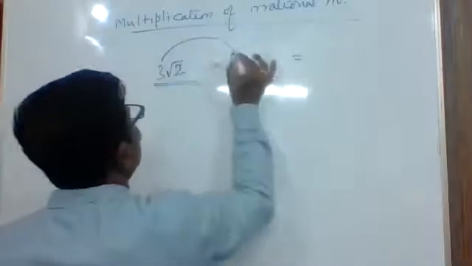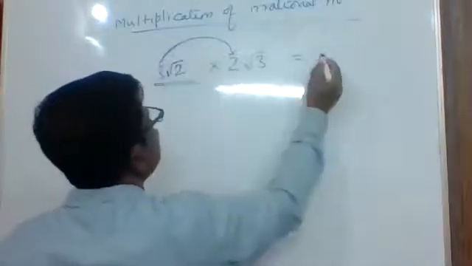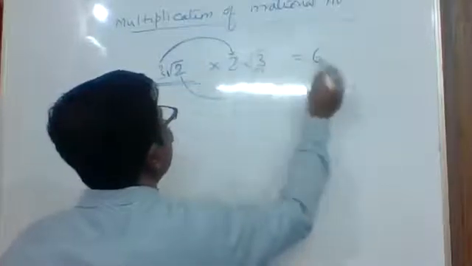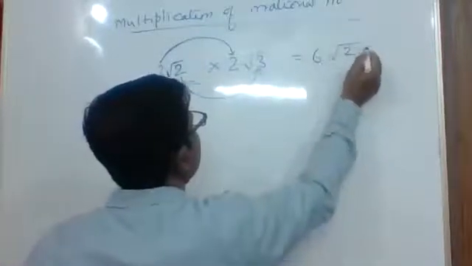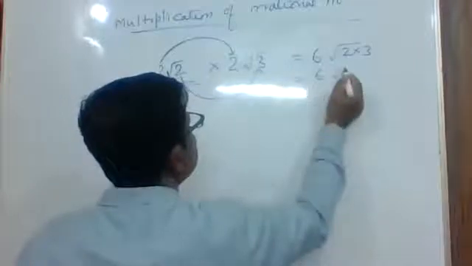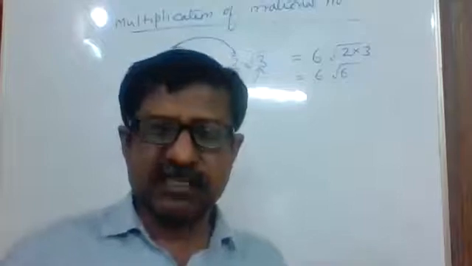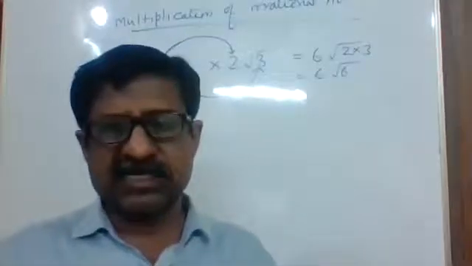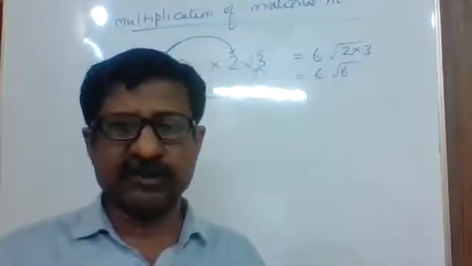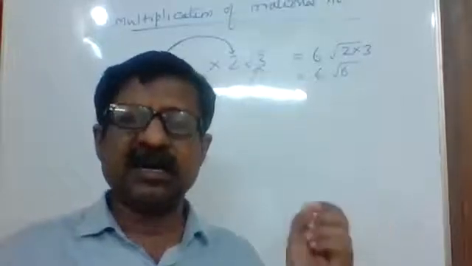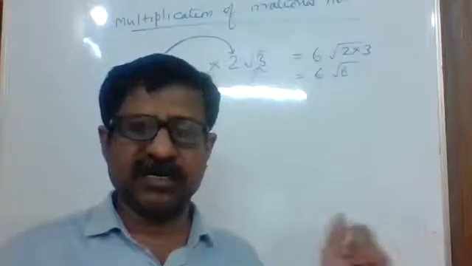3 into 2, both are rational. Therefore, we have multiplied this. 3 2s are 6. And this root 2 and root 3, both are inside the radical sign. They have to be multiplied. We got 6 root 6. That means the rational part has to be multiplied together, irrational numbers have to be multiplied together, and after that, put the irrational numbers inside the radical sign and the rational numbers outside the radical sign.